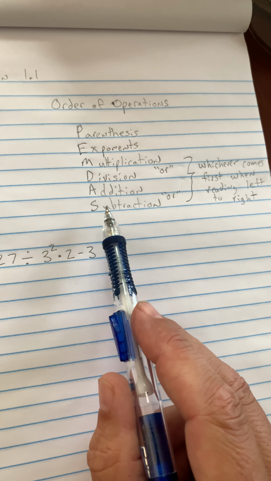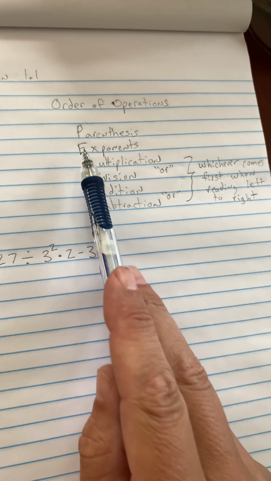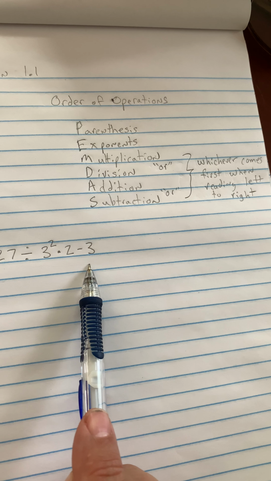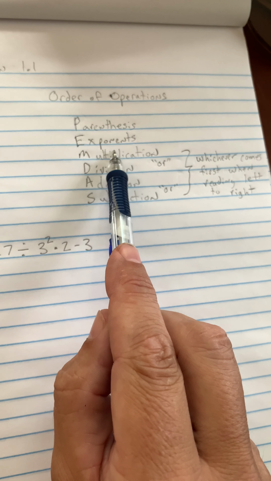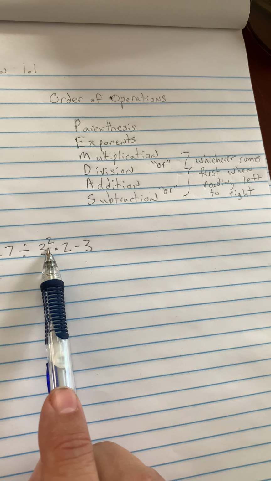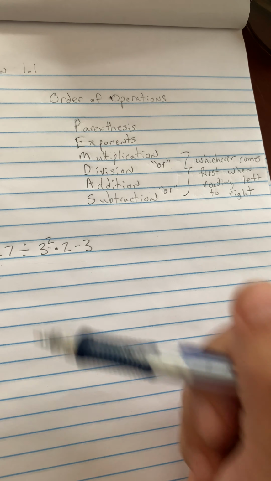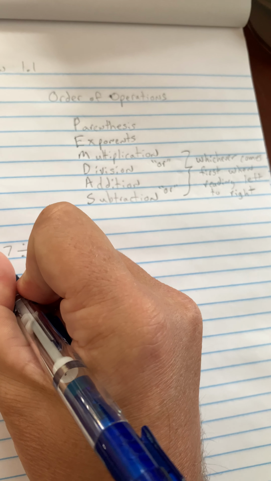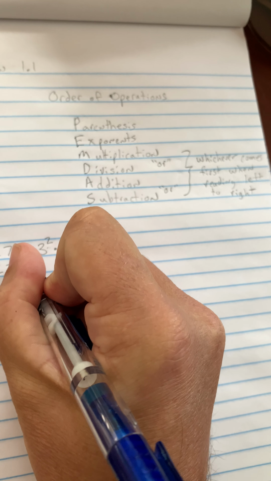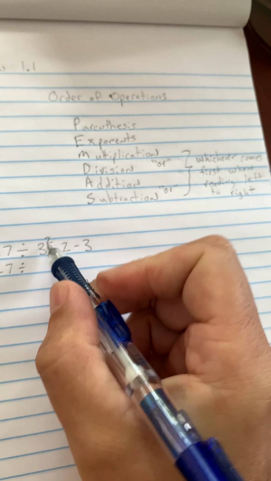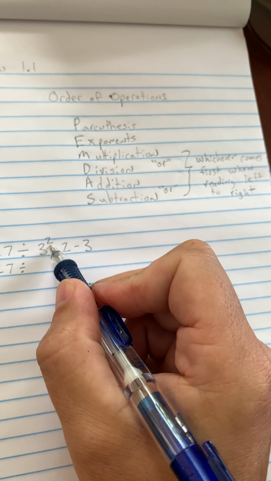I'm going to ask myself the same questions every time. Do I see any parentheses? I do not. Do I see any exponents? I do. Right there is an exponent. That is what I need to do first. So I'm just going to bring this 27 down. I'm going to go step by step. 27 divided by 3 to the second power.